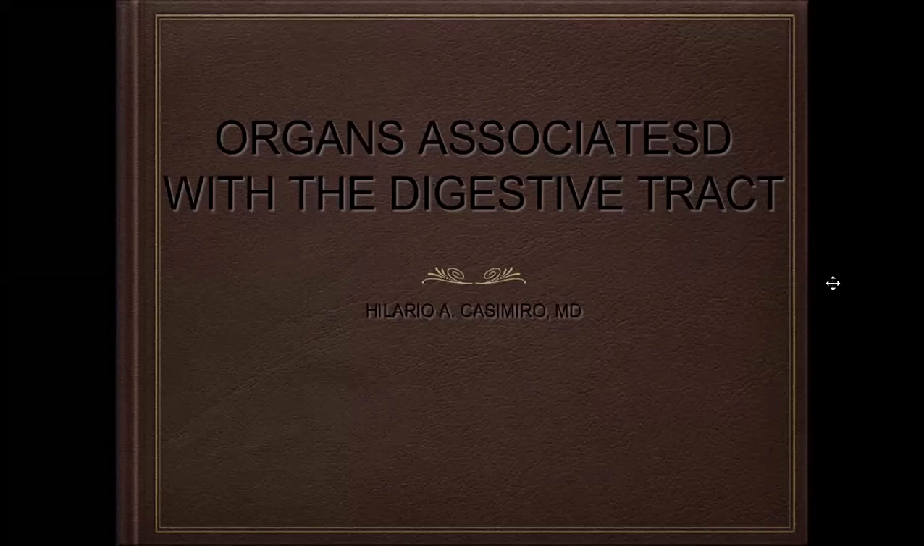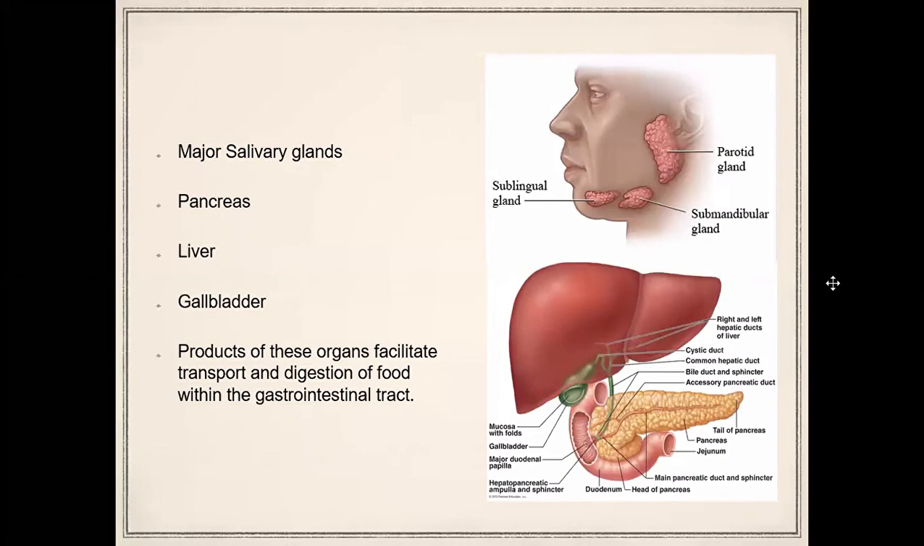Now, we shall continue with the organs associated with the digestive tract. You have your major salivary glands: sublingual, submandibular, parotid. This will be discussed by Dean Lin, including the pancreas. Liver and gallbladder, I will be discussing. The products of these organs facilitate transport and digestion of food within the gastrointestinal tract. All of these: salivary, pancreas, liver, and gallbladder.